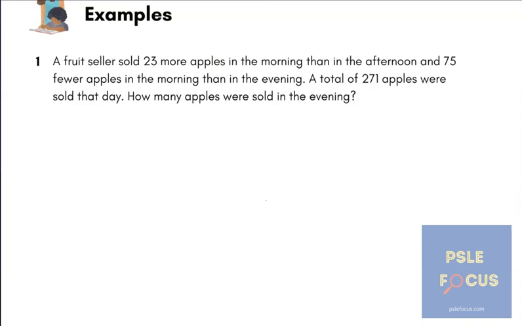Now let's first extract all the important information. So he sold 25 more apples in the morning than in the afternoon, and 75 fewer apples in the morning than in the evening, and he sold a total of 271 apples for the whole day. So the question asks, how many apples were sold in the evening? So they are asking for the number of apples sold in the evening. So let's start off by drawing the model.